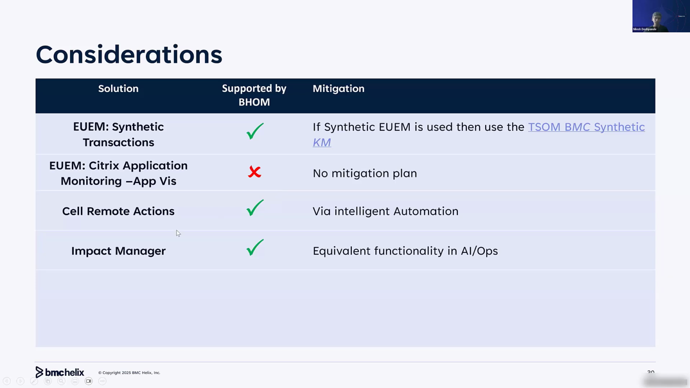The cell remote action, since cell is not there, the remote actions need to be managed via the intelligent automation. You need to define the event criteria in intelligent automation and define what type of action you want to do. It is similar, but it's done via the intelligent automation. And for the impact manager, this has equivalent functionality in AIOps. They are split into that, and more enhanced features are there in the AIOps.